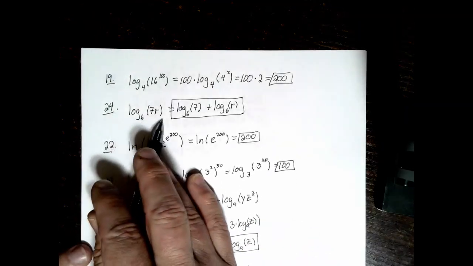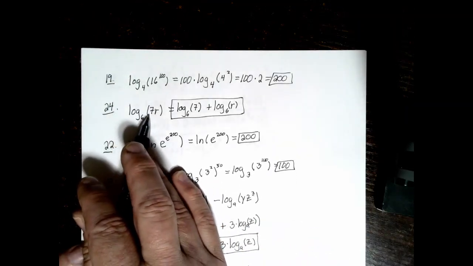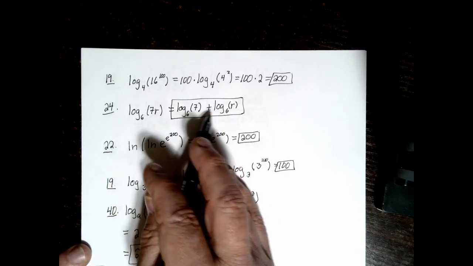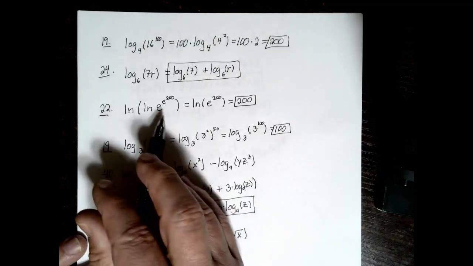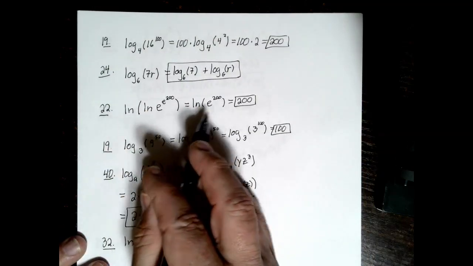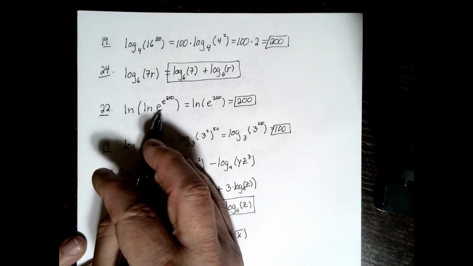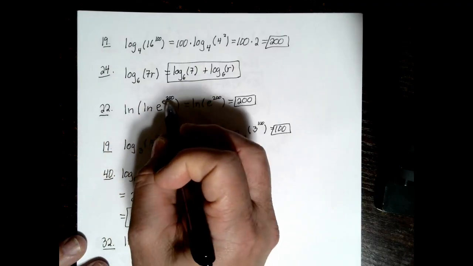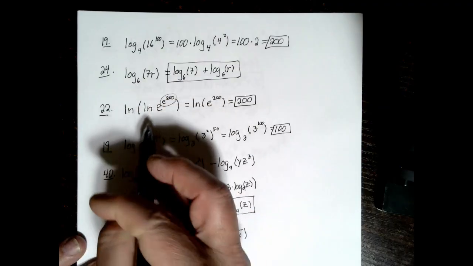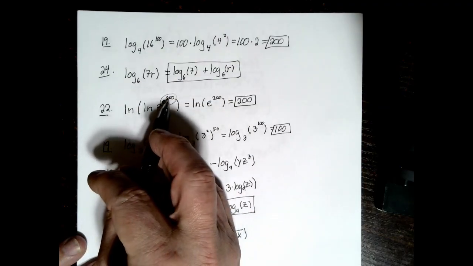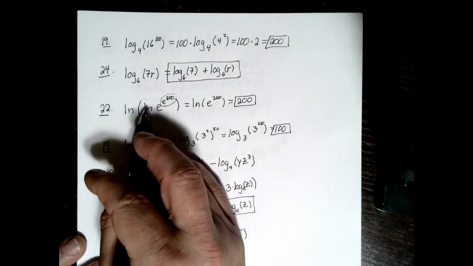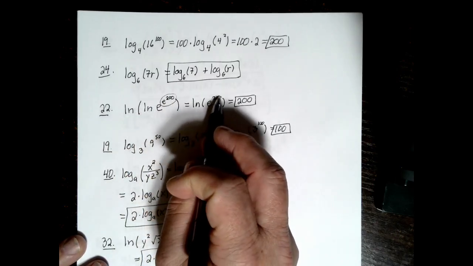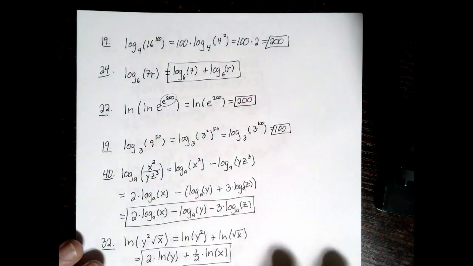Here they want you to break this up, so you write this as log base 6 of 7 plus log base 6 of r. Log of multiplication becomes addition of logs. Now here, they ask you to do this one. Well, if you figure out what's on the inside first, log base e of e to some exponent, in this case your exponent is that one right there. Log base e of e to an exponent equals the exponent, so that inside reduces down to just e to the 200. And now you've got log base e of e to the 200, so your answer is just the exponent, 200.